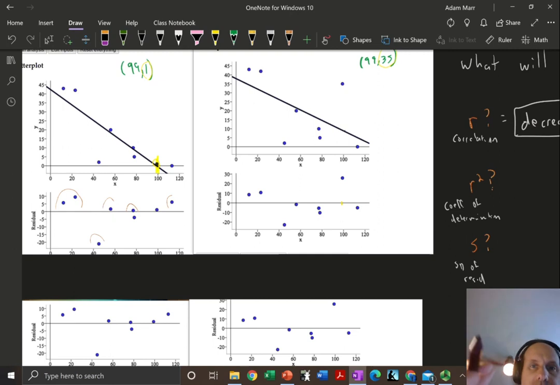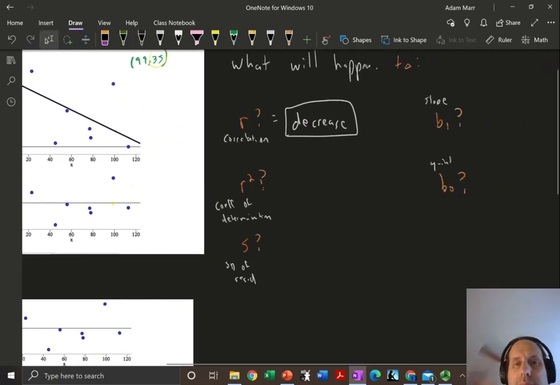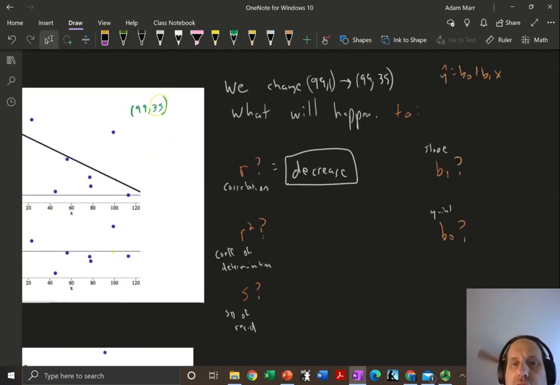Again, just as a repeat from the first video, if you have points all over the place right here, that is a good thing. That shows that a linear model is appropriate, and we can use a least square regression line. All right, so now that we changed from 99.1 to 99.35, we moved a point up vertically.